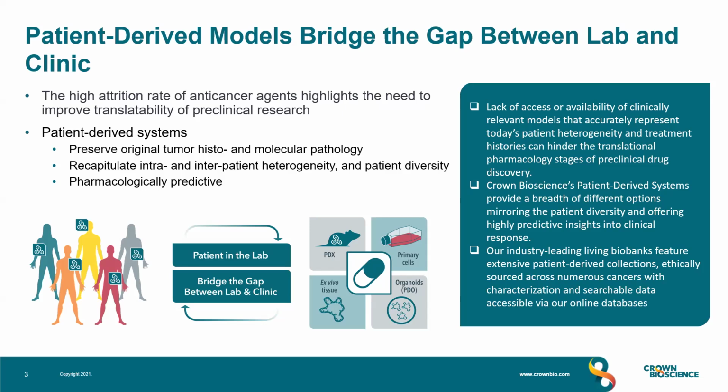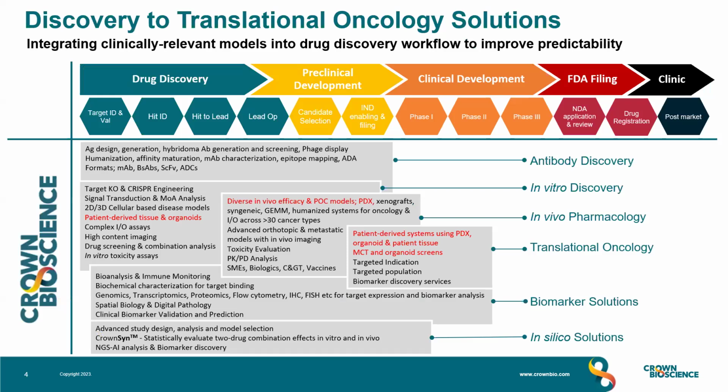So at Crown, we have developed platforms with patient-derived models, which include in vitro organoids, primary cells, in vivo PDX, and ex vivo patient tissue for different cancer types. And these models are integrated into our service platform to support drug development and translational research. So we have a range of capabilities from discovery to translational solutions, which is summarized here. And the patient-derived tissue, the organoids, and the PDX models can be integrated throughout the different stages of drug discovery. So you have models in our in vitro discovery solutions, in vivo pharmacology, and translational oncology.